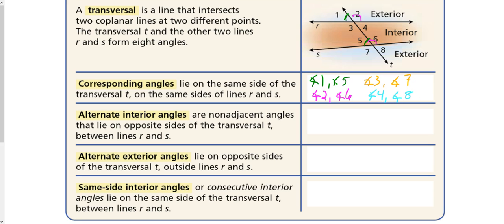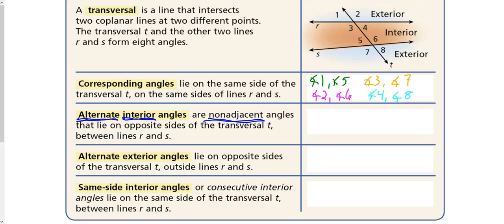So we have 4 sets of corresponding angles in that picture. For alternate interior angles, well, they need to be interior, and then alternate means on different sides of the transversal. And these have to be non-adjacent angles, because remember, the adjacent angles, like 5 and 6, form a linear pair. So that's not a new angle pair.